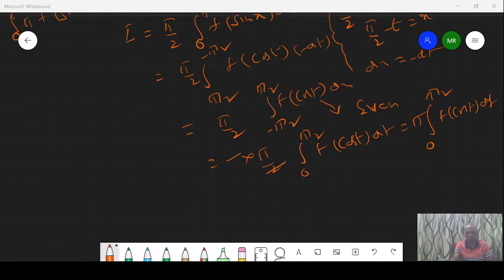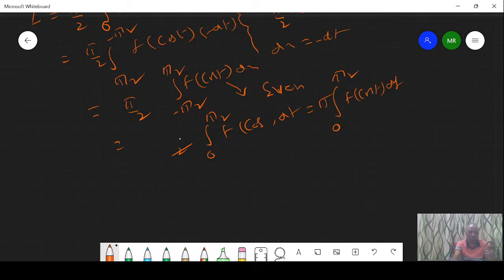Then you can observe that. The last step I am going to explain here. Since it's an even function, I have written this concept: 2 into pi by 2. This 2 will get cancelled. Pi into integral 0 to pi of f of cos t dt. The second option is correct.